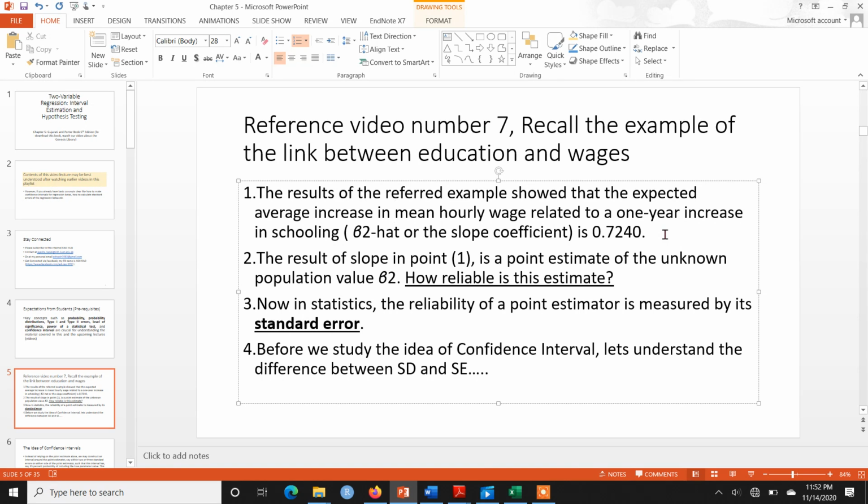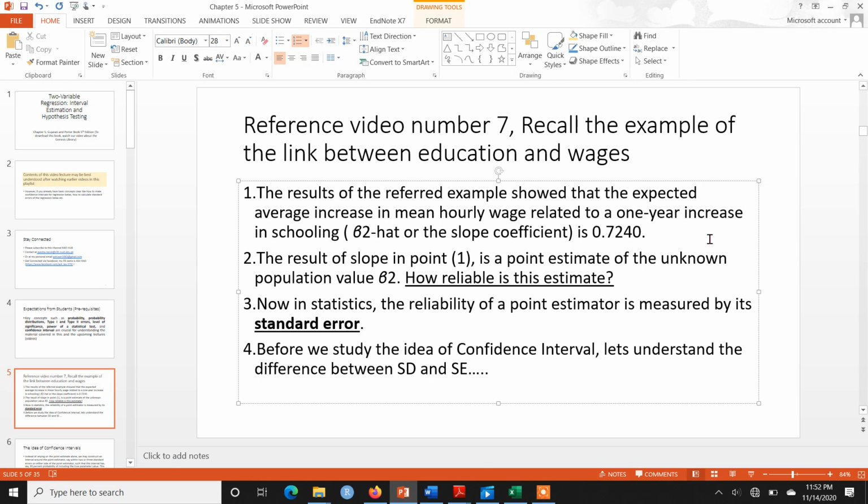As you know, the standard interpretation of the slope coefficient is that for a 1 unit change in the independent variable, the expected change in the dependent variable is the slope. So here we are going to say that if there is a 1 year increase in schooling, then the expected increase in wages is 0.7240 units.